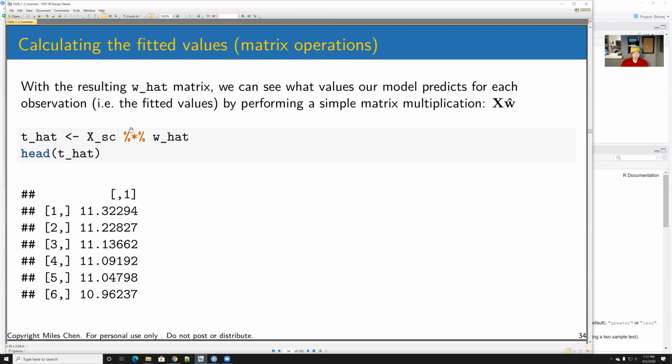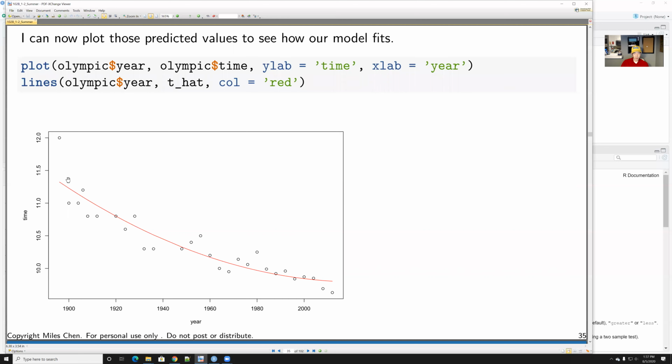Okay, so as far as making predictions go, we don't have to scale anything back. We just have to take the transformed X, where we've scaled one of the columns, and multiply by the W hats, and these are the predicted values. When I plot that, this is what the predicted line looks like. When I fit a quadratic or a squared term here, this is what we get. This is how our model predicts, which seems to do a decent job.